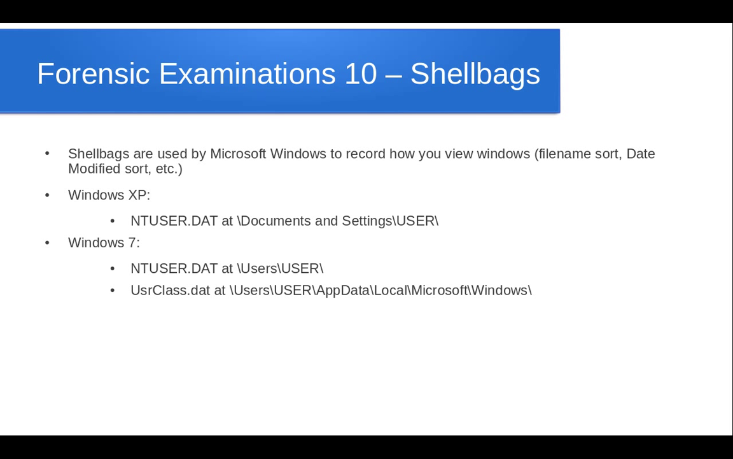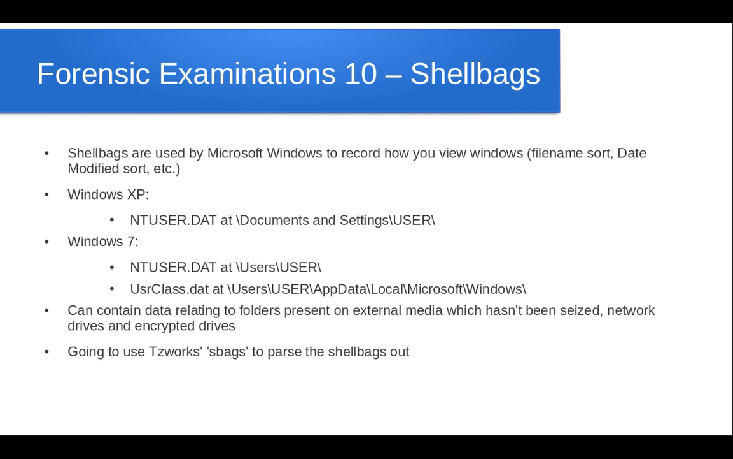Okay, and I'm also going to show you a tool which I've found to be excellent at pulling information out of these registry hives. So as you can see there now, they can contain data relating to folders present on external devices as well as your local hard drive, network drives and encrypted drives. Okay, so any folder that you browse to, information regarding that folder such as how it was listed will be kept within these shellbag entries, and it should relate to each folder that you view.